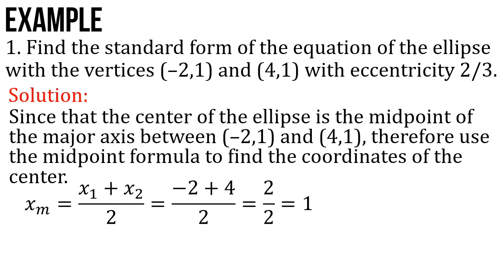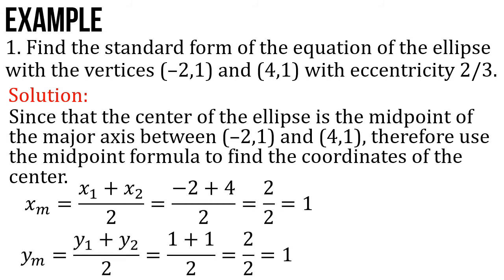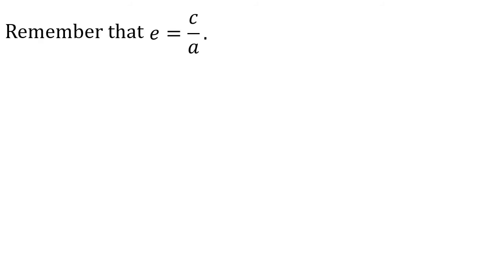To get the value of x, let's have x sub m equals x sub 1 plus x sub 2 all over 2, which is -2 plus 4 all over 2 equals 2 over 2, so equals 1. And then for the y, y sub m equals y sub 1 plus y sub 2 all over 2 equals 1 plus 1 all over 2 equals 2 over 2 equals 1. So the coordinate of the center (h, k) is equal to (1, 1). So we're not yet done.